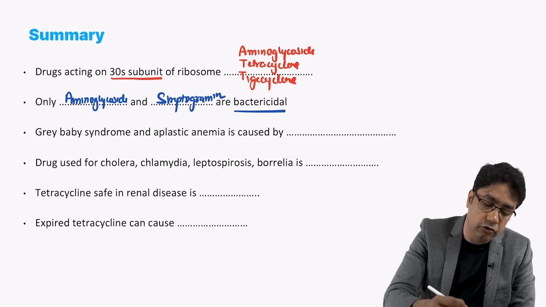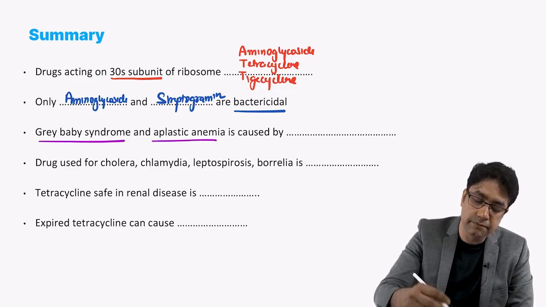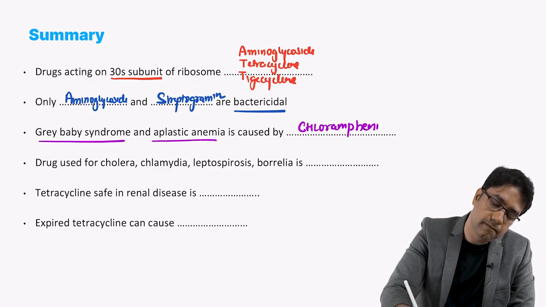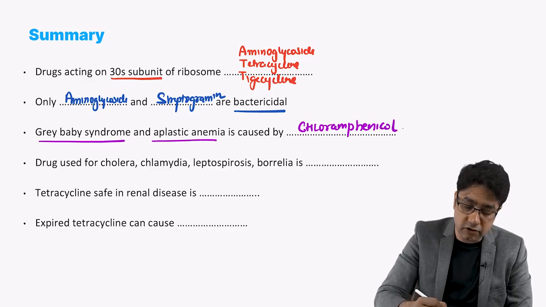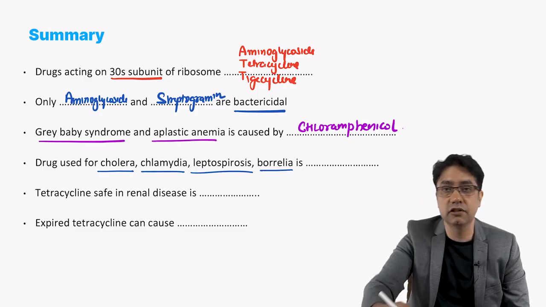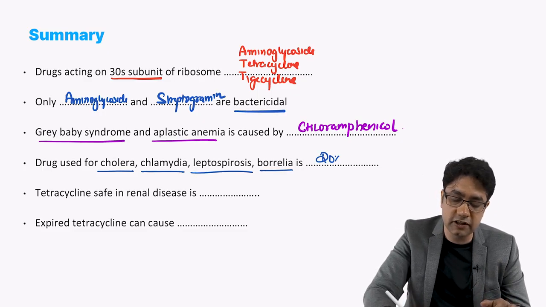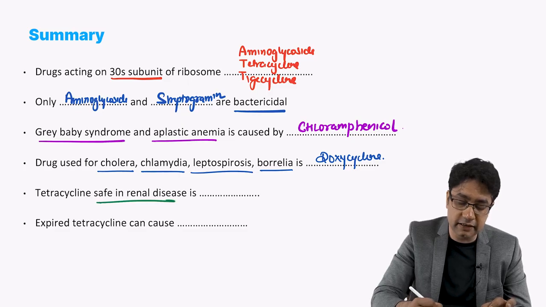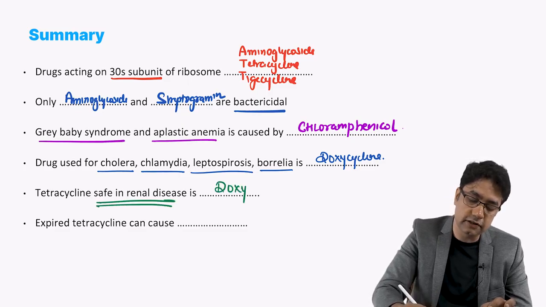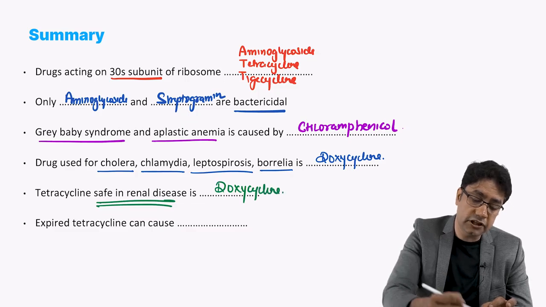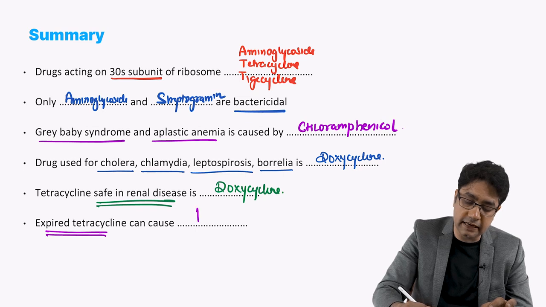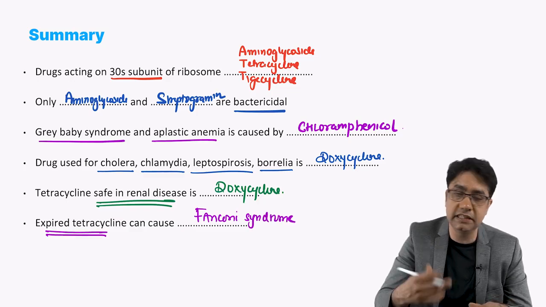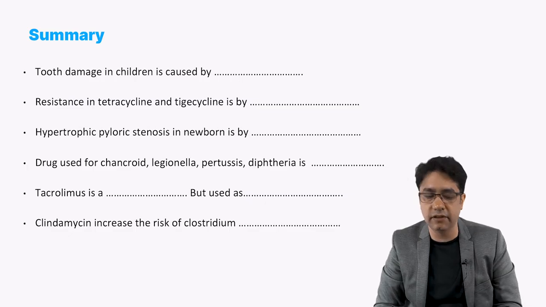Now, Gray baby syndrome and aplastic anemia are caused by which drug? Chloramphenicol. Now, which drug is given for cholera, chlamydia, leptospirosis and borrelia? That was doxycycline. Now, which tetracycline was safe in renal disease patients? That was doxycycline. Now, expired tetracycline in a patient can cause Fanconi syndrome, in which there is damage of the PCT, proximal convoluted tubules of the nephron.